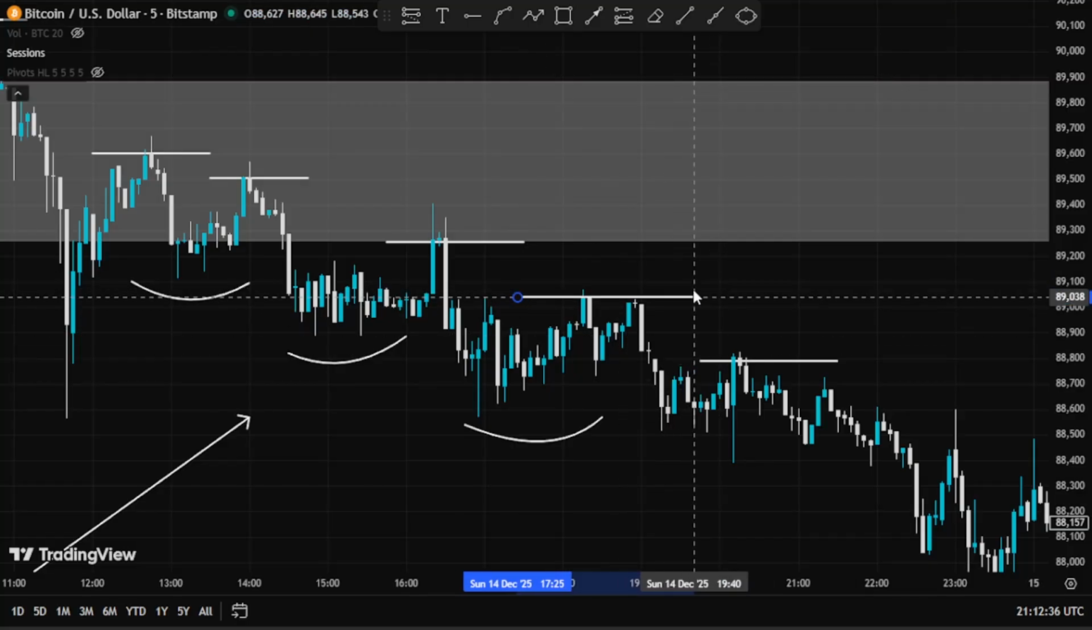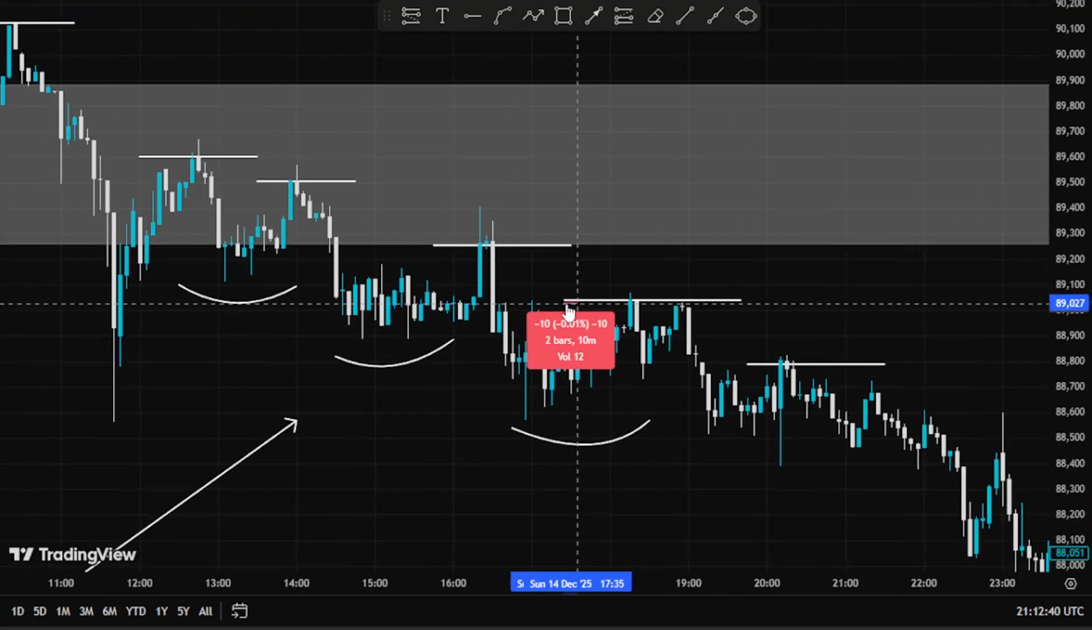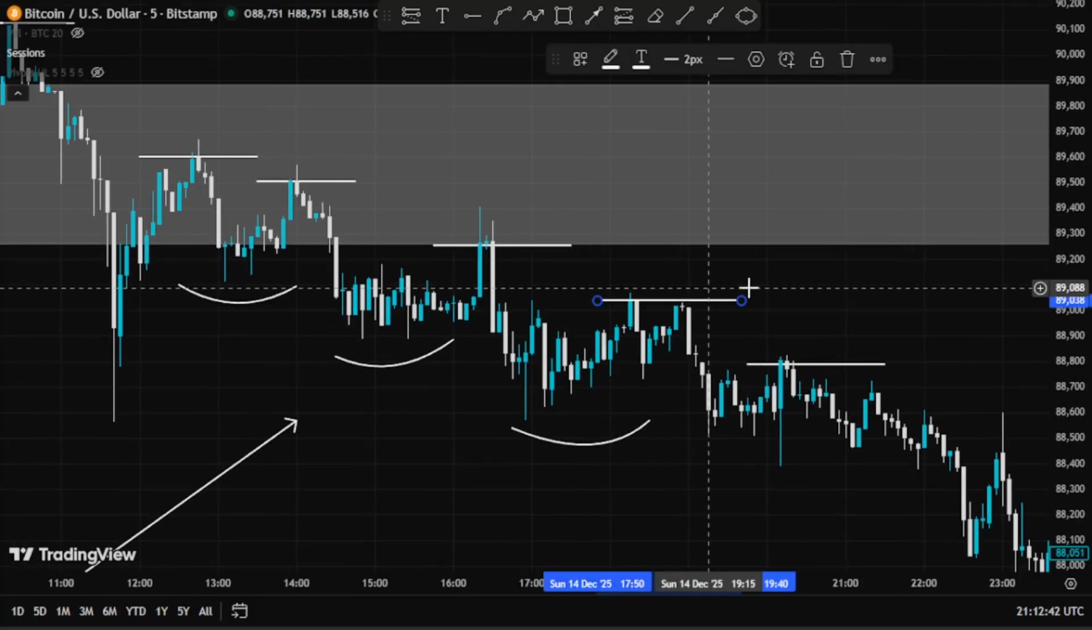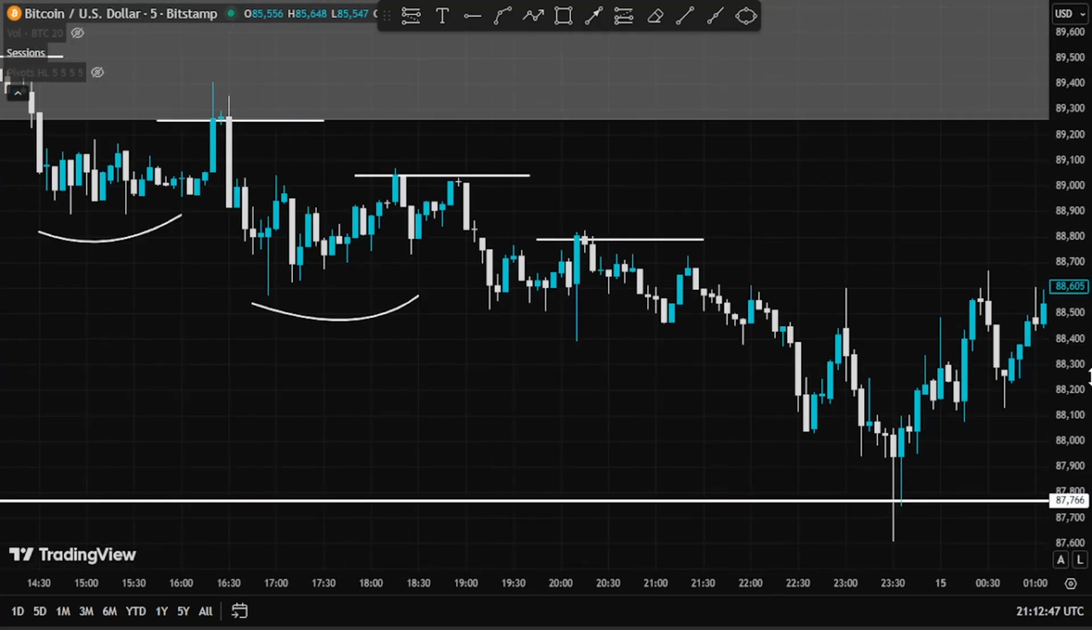So that is why I like to work with the 15 minutes time frame when I'm looking at crypto, of very, very volatile pairs. So you can see that price was making lower highs, right?